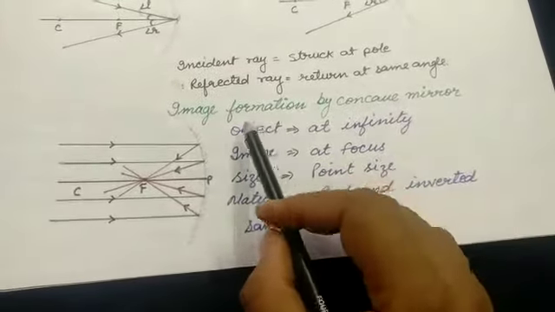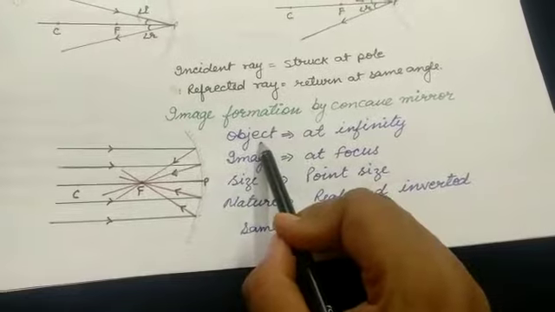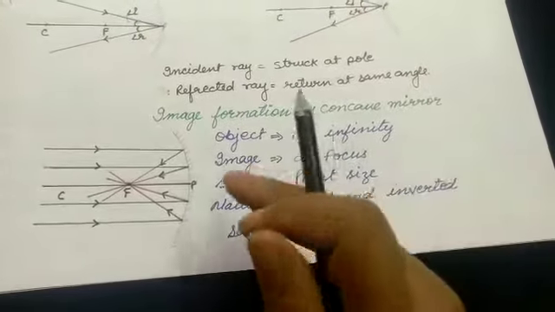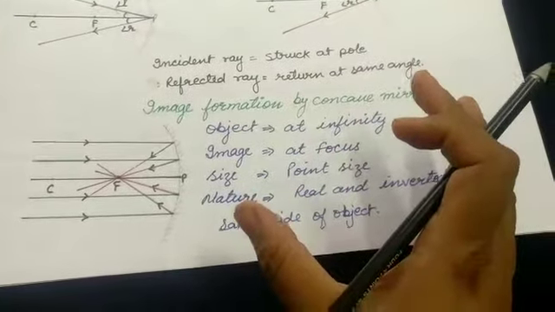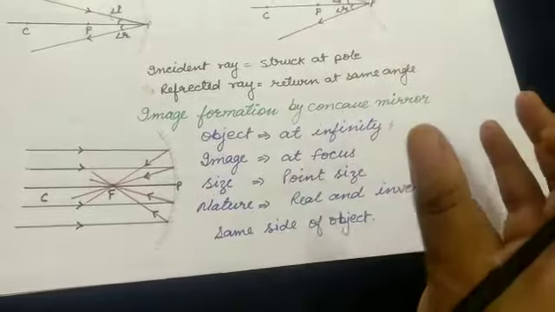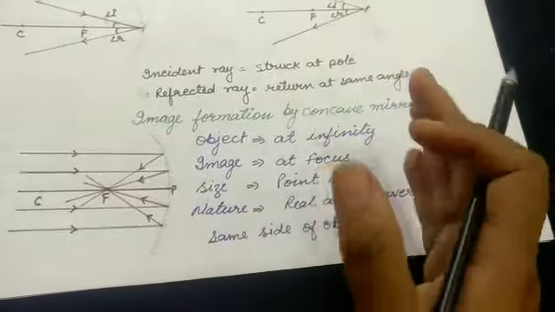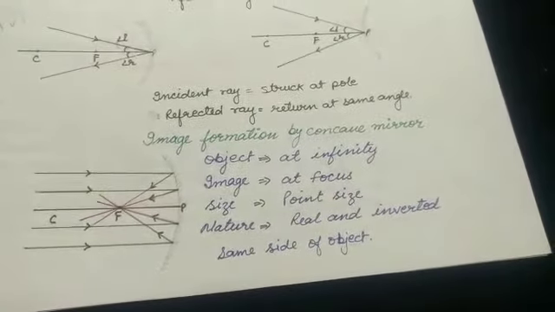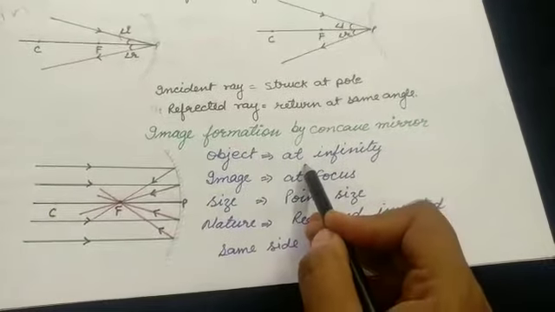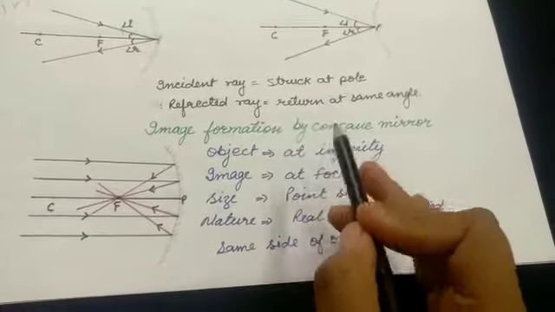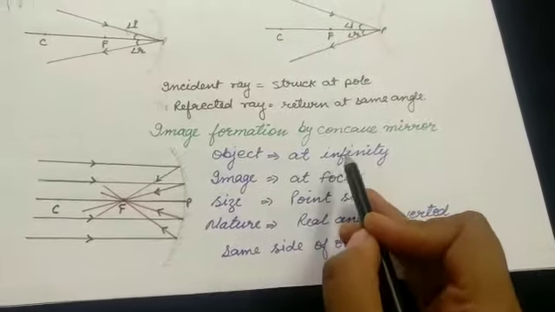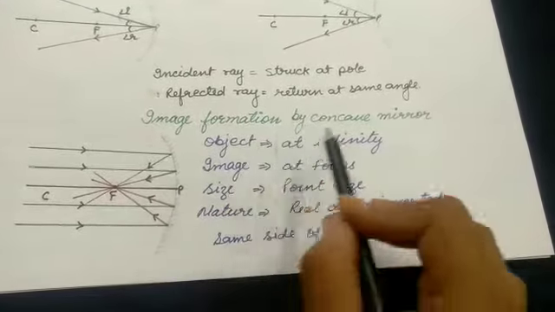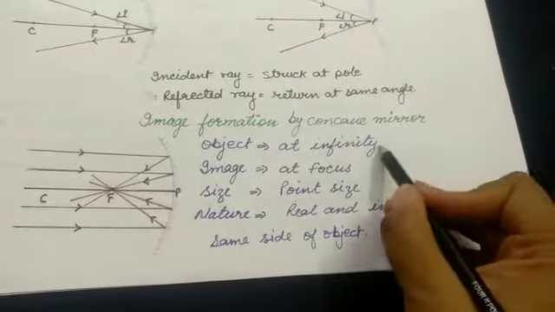Suppose the object is placed at infinity. Infinity means it is very, very far away from us, just like, for example, the sun. The sun is at infinity, a very far distance. If something is at infinity, we consider that all the light rays coming from that object will be parallel.